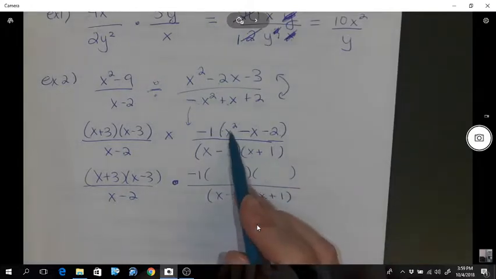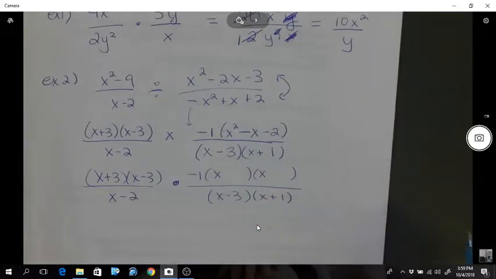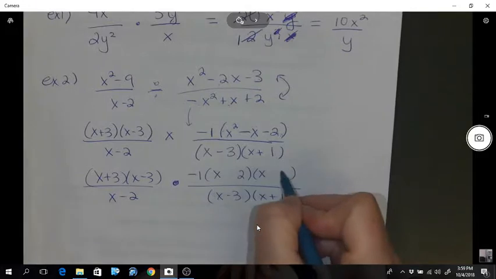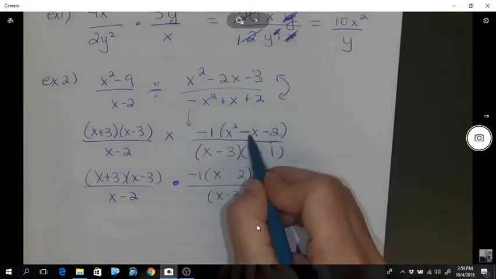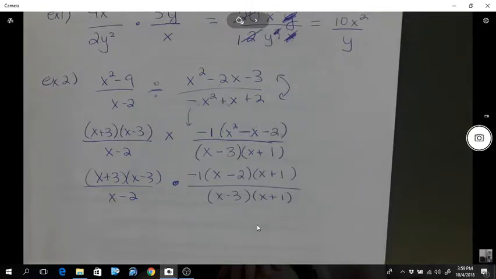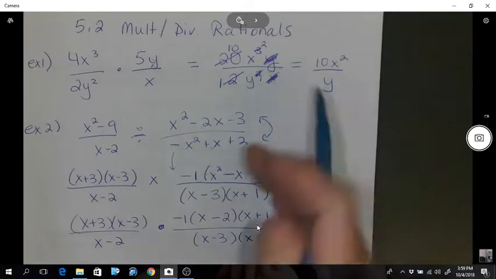Okay, so I said I'm going to change this trinomial, so it's going to change into x needs to multiply to 2, so 2 and 1, needs to make negative 1 in the middle, so negative 2, positive 1. Okay, so we're all factored out. Now we need to look for anything on the numerator to be the same and cancel anything on the denominator, just like how we did up here.